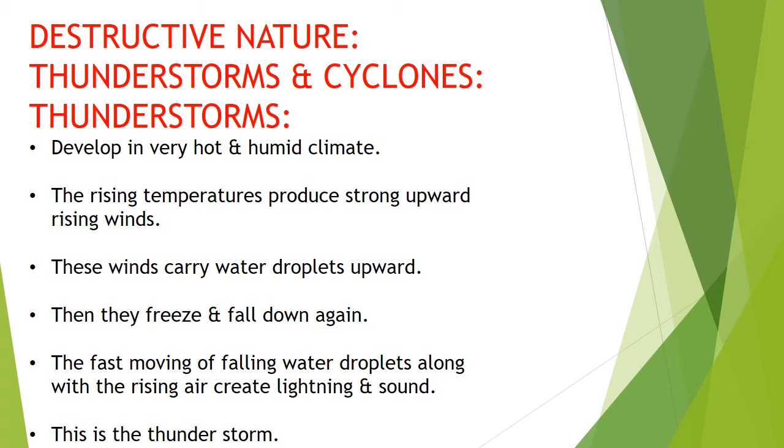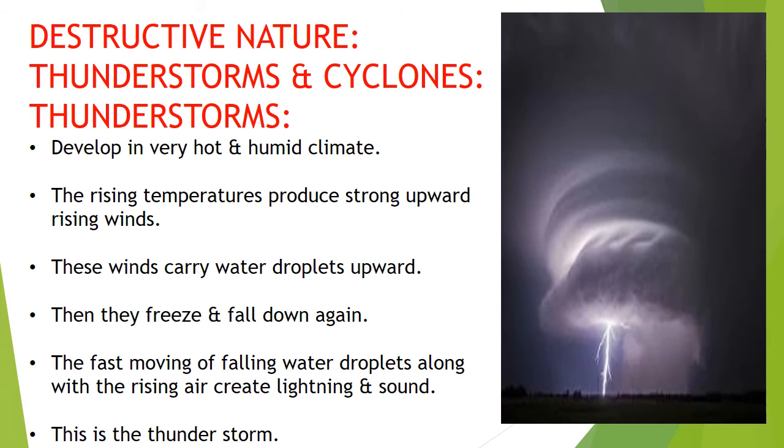So what are these thunderstorms? Thunderstorms develop in a very hot and humid climate. The rising temperatures produce strong upward rising winds, and these winds carry water droplets upward. Then they freeze and fall down again. The fast moving falling water droplets along with the rising air create lightning and sound. This is the thunderstorm, right? So you can see in the picture how a thunderstorm is.